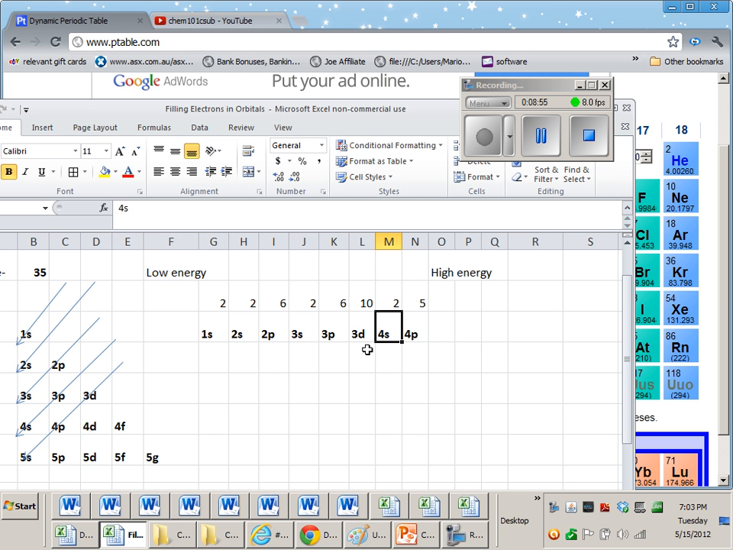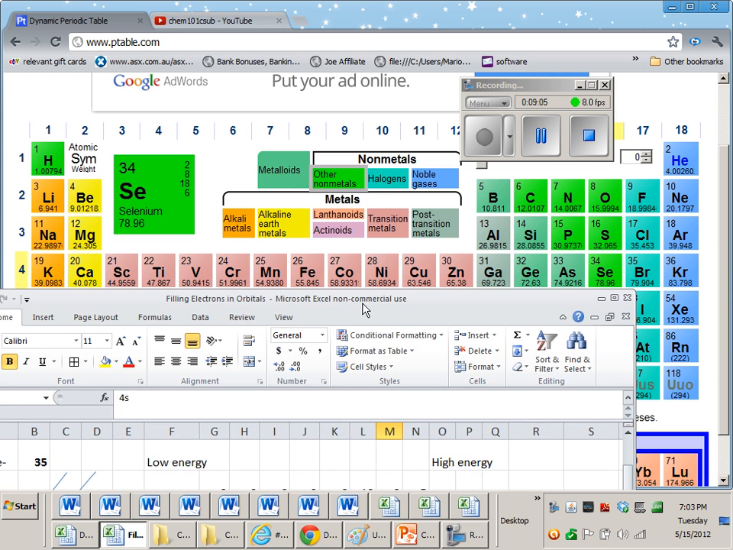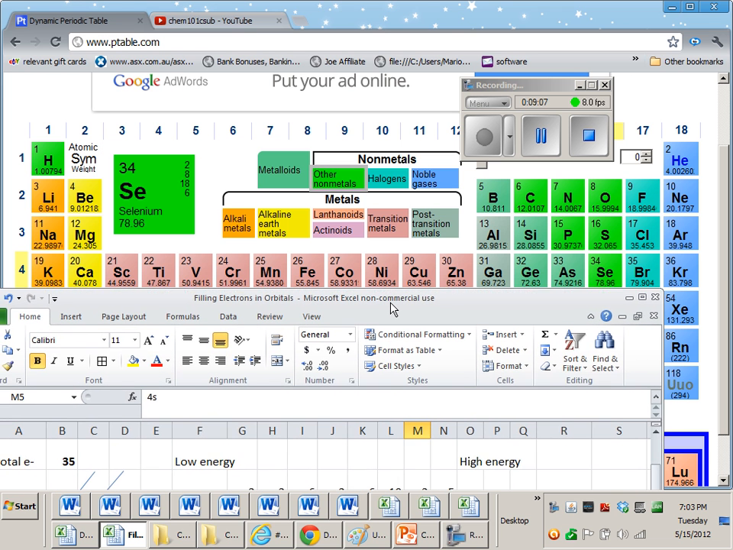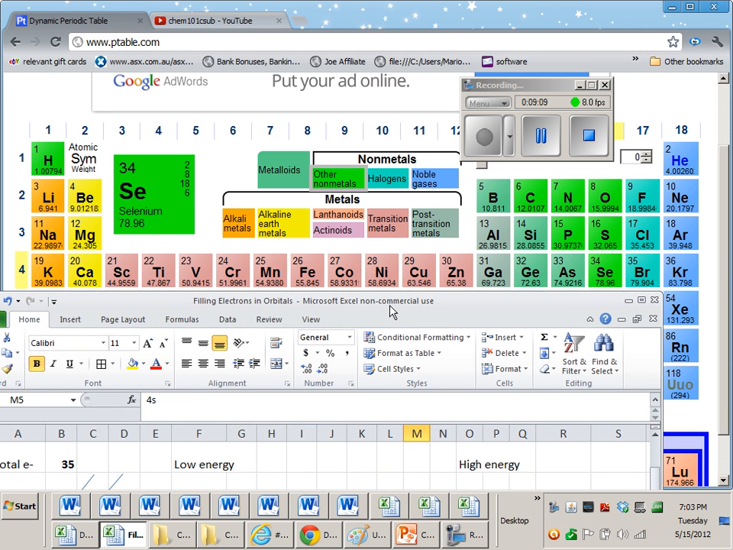So that's a great way to check. Another way to check, just to make sure, is that you end up having 35 electrons total. We do have 35 electrons total, so that's a good way to check as well. And that's how you do it.